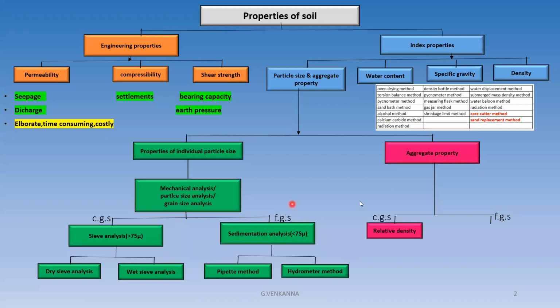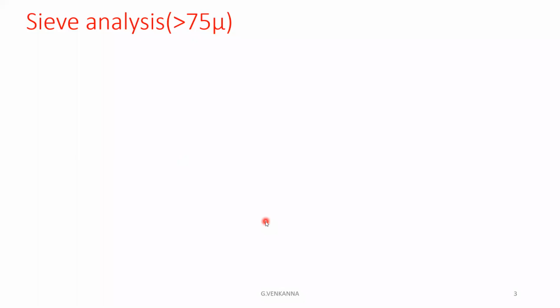Aggregate property, mainly for coarse grained soil, is relative density. Relative density is the most important parameter for the analysis of coarse grained soils. For fine grained soils, generally we have the limits and indices. So this is the main classification of the properties of soil. Sieve analysis, sedimentation analysis, relative density, and limits and indices are discussed one by one today. So first one is sieve analysis.